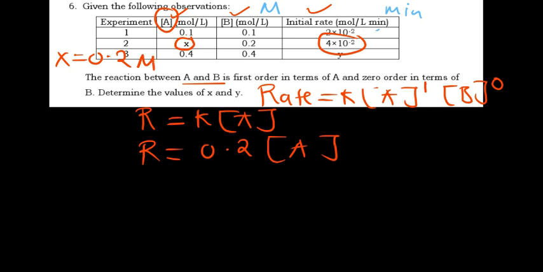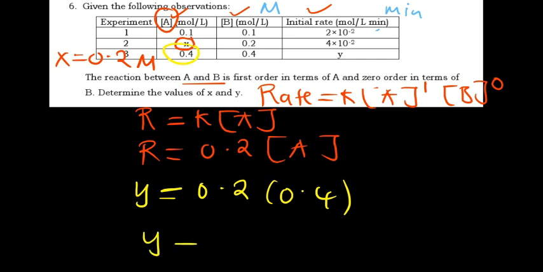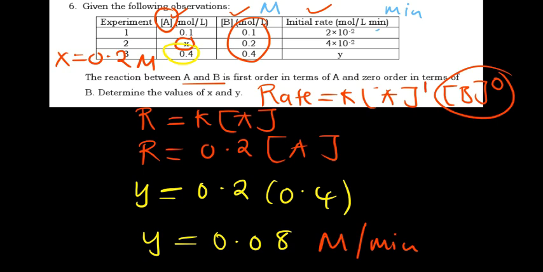For the value of y, it is actually the rate, as you can see. So we're trying to find R. I'll put y equals 0.2, our k, times our A, 0.4 there. So y is equal to 0.2 times 0.4, which is 0.08. So what is the unit of the rate? It's molar concentration per minute, right? Now notice that in this case, we've not used any value of B. Why? Because it raised to the power 0, so its value has got no effect in any of the calculations we've made so far. Okay, that's very important.